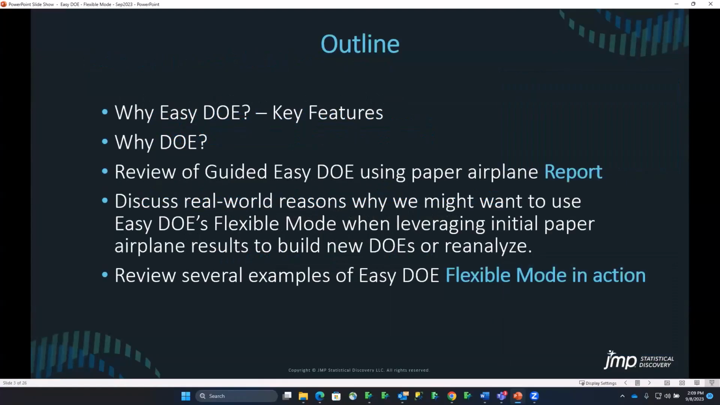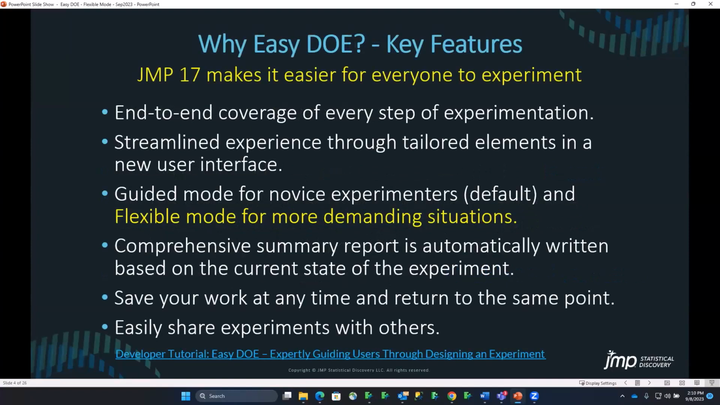So this outline, the first 2 are just one slide summaries, and then we will get into this review of guided easy DOE via the paper airplane report, and then have some discussion about real-world reasons why you might want to use easy DOE's flexible mode. And then the last part will just be dropping out to JMP and actually using flexible mode to address some of these issues.